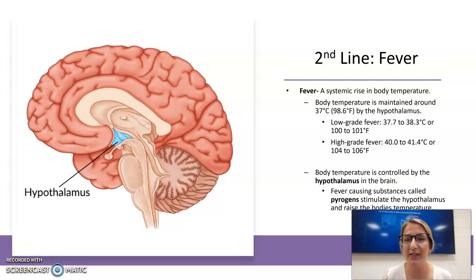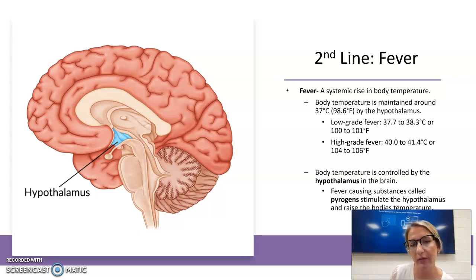The second line of defense is a fever. So a fever, as we all know, is a systemic rise in our body temperature. So it's an internal temperature increase. Normally, our internal bodily temperature is at 98.6 degrees Fahrenheit, and that's an average. I mean, obviously that can fluctuate from person to person depending on things like age. But generally an average of 98.6.